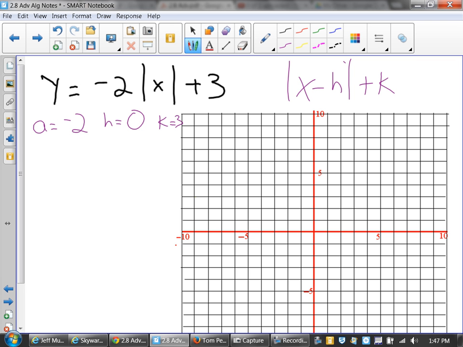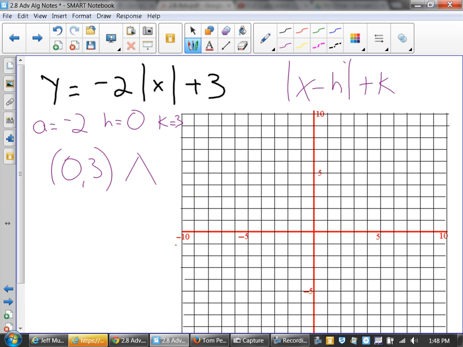Oh, I forgot to tell you this. How do you distinguish H's and K's? H is your horizontal shift, left and right. Your K is your vertical, up and down. It's horizontal, domain. But for your coordinates, it's still your X and Y coordinates. So in this case, your center is at 0, 3, and it's going to open downward.